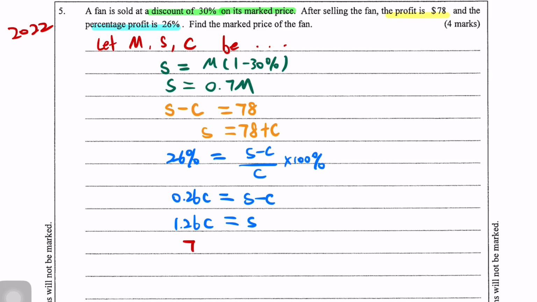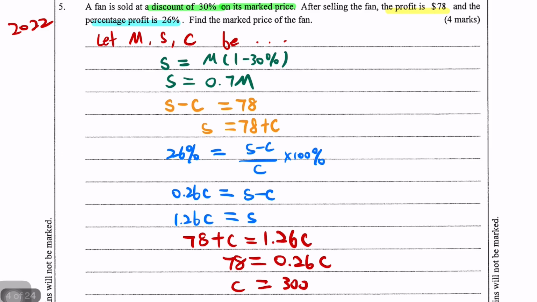Because s is the subject of these two equations, actually 78 plus c equals 1.26c, right? Okay, calculate it. So 0.26c equals 78, c equals what? 78 divided by 0.26. Okay, c equals 300.